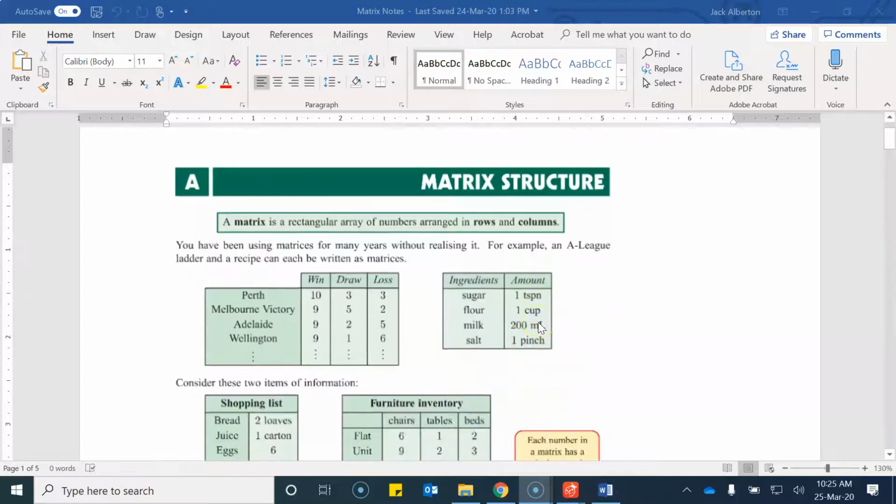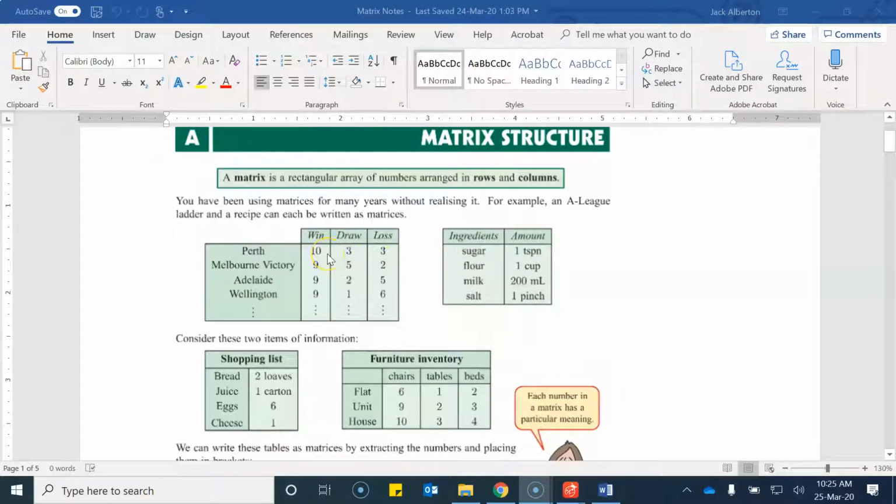You've probably already seen matrices in different forms, but not known that they were matrices. Basically, a matrix is just any rectangular array of numbers which are in rows and columns. So any type of table that you've ever seen, maybe, or here they've got an example of the A-League table. This could be rearranged in such a way that we make it a matrix.